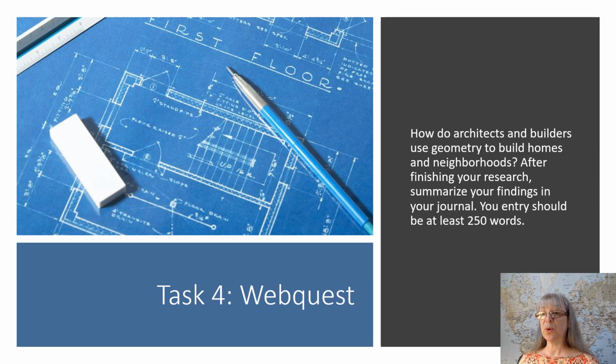Task 4 is a web quest where we're going to investigate architects and builders and how they use geometry. So you're going to just summarize it in a short 250 words. All right, that's about 2 paragraphs. You could do a paragraph on architects and you can do a paragraph on builders.